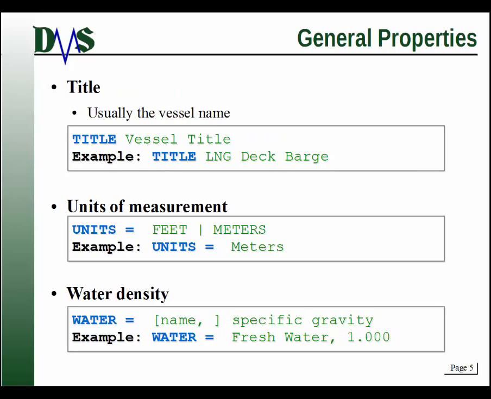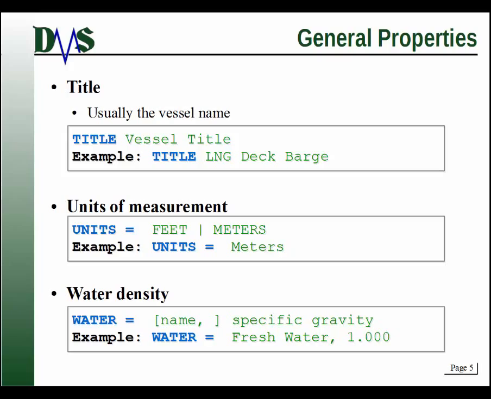Some other general things that are useful. Title. Title is very great to be able to write in the title of your geometry file. Usually that's going to be the name of the vessel. So for example here, you've got a title of an LNG deck barge.